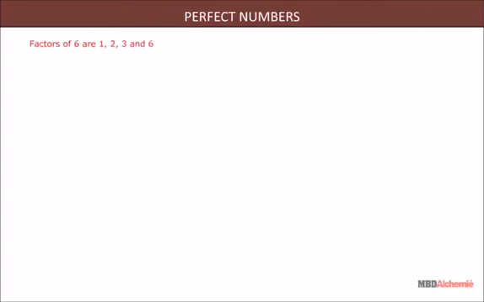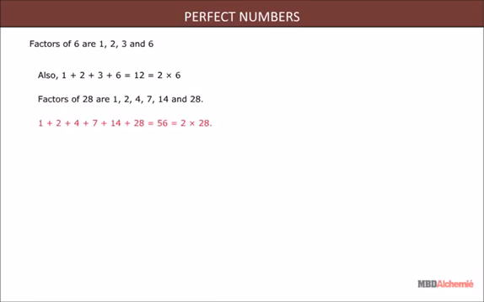Perfect numbers. Note that the factors of 6 are 1, 2, 3 and 6. Also, 1 plus 2 plus 3 plus 6 is equal to 12, which is equal to 2 times 6. We find that the sum of the factors of 6 is twice the number 6. All the factors of 28 are 1, 2, 4, 7, 14 and 28. Adding these, we have 1 plus 2 plus 4 plus 7 plus 14 plus 28 is equal to 56, which is equal to 2 times 28.